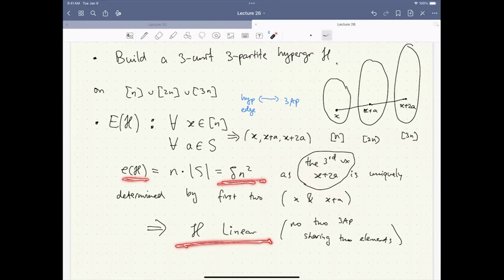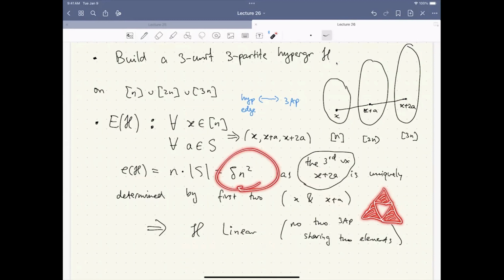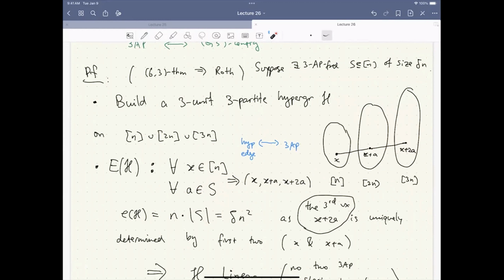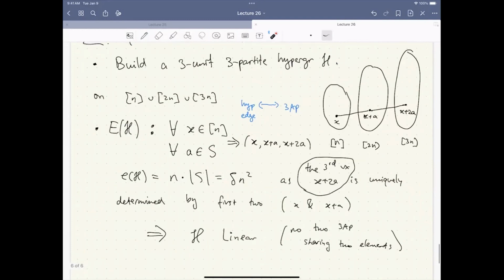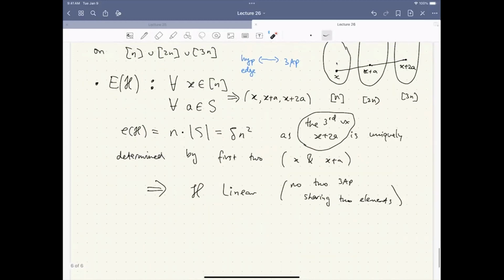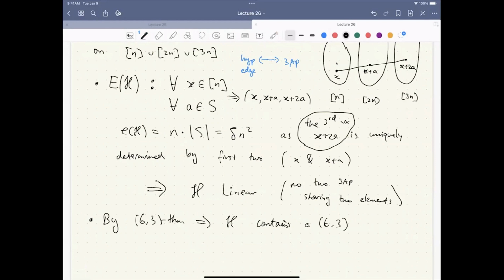the 6-3 theorem says every linear hypergraph whose number of edges is not little o of n squared will contain this 6-3 configuration. So all we need to do now is to show such a 6-3 configuration will give you a 3-term arithmetic progression in S, which will give us the final contradiction because S was 3AP free to begin with. So that means at the very beginning, we cannot have 3AP-free sets of positive density. It suffices to show that by the 6-3 theorem, H contains the 6-3 configuration, because you have a quadratic number of edges.